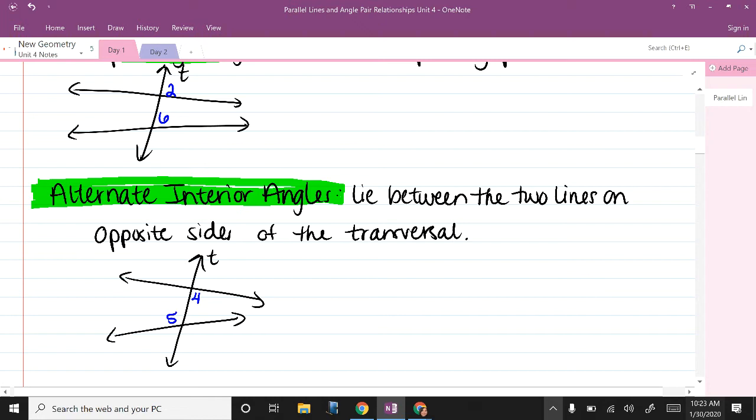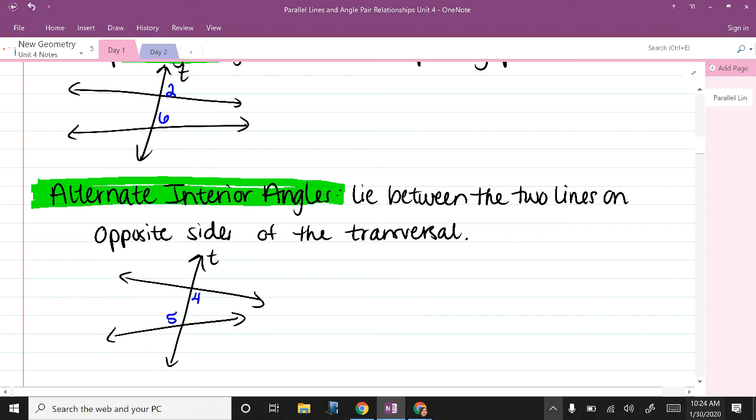What does the word interior mean? Inside. So if I'm talking about the interior of my car, I'm talking about the inside of my car, right? Which is messy, really messy. Got 2 kids. All right. So interior means inside. Alternate means kind of opposite, right? Alternate means opposite.